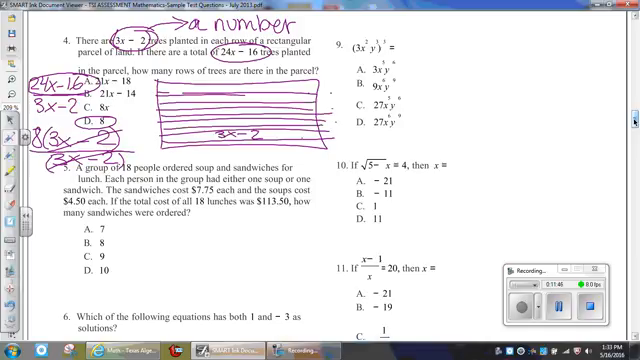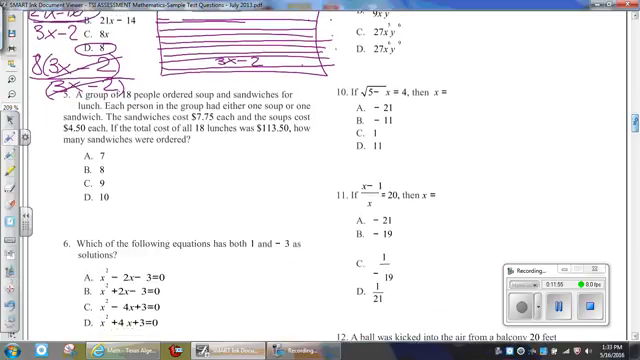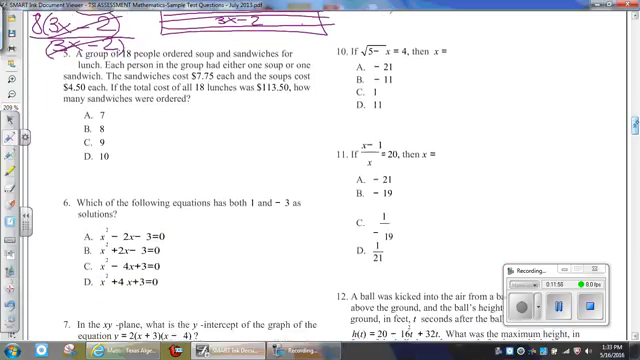Okay? All right, so let's move on to number 5. I was going to do 9, but let's go in order. Could someone read that problem for me, please?